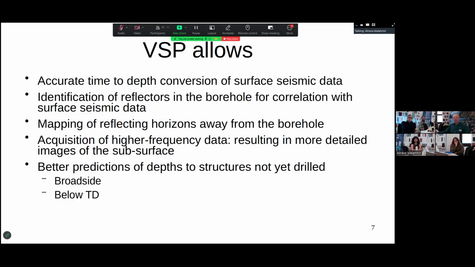Another important point is that we generally have quite a lot of attenuation in the near surface, and with the VSP, we only have the waves going through this attenuating layer one time, so we're able to acquire higher frequency data, and this allows more detailed images of the subsurface. And we can also predict depths to structures not yet drilled, both broadside of the borehole, that is off to the side, and also below the bottom of the well, below total depth.